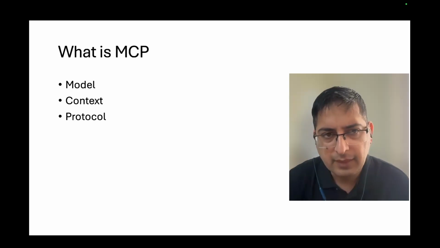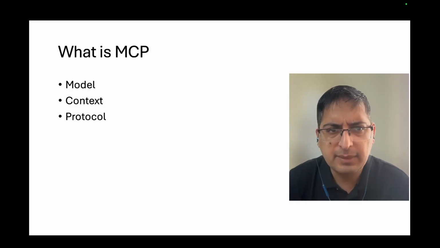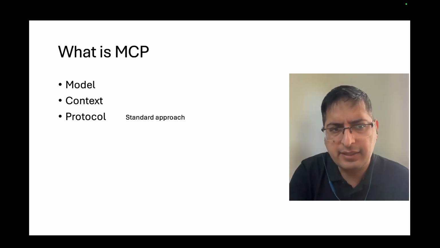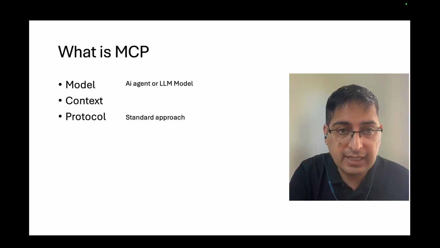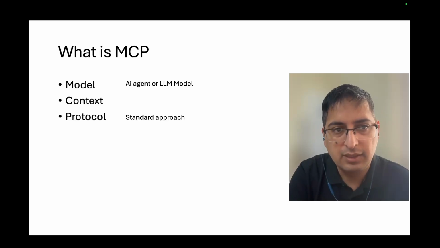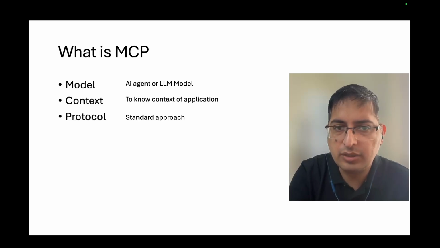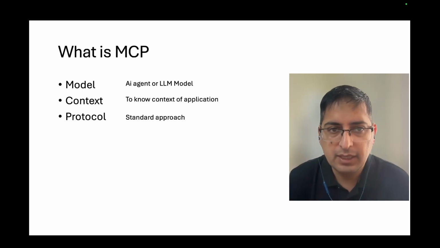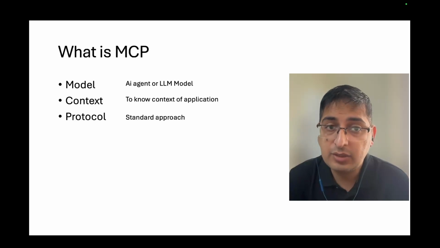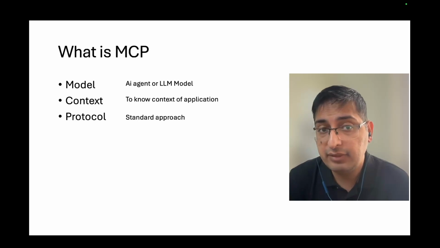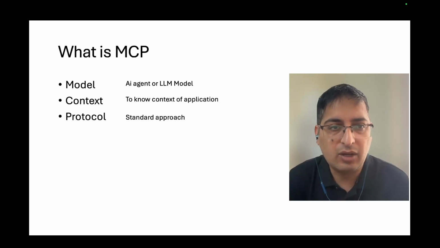Let us see how. As the name states, MCP stands for Model Context Protocol. Protocol means it's a standard approach. Model here is the AI agent or LLM which is using that standard approach. Context means the context of the application. So MCP means here we are using a standard approach to provide context to our AI agent or model, that this is the way it can access that data or application.